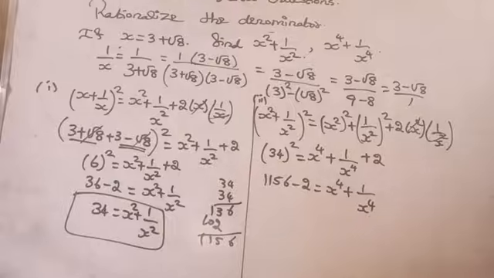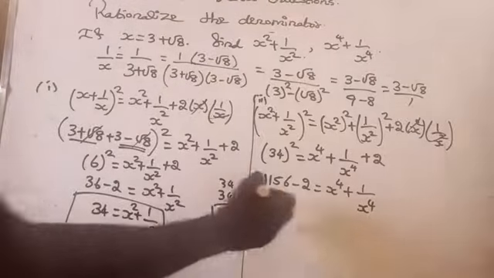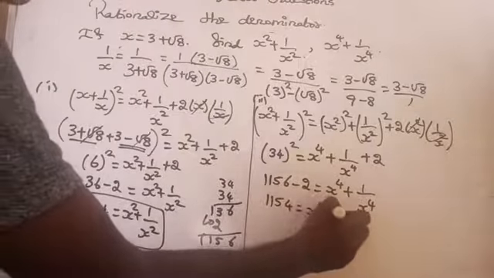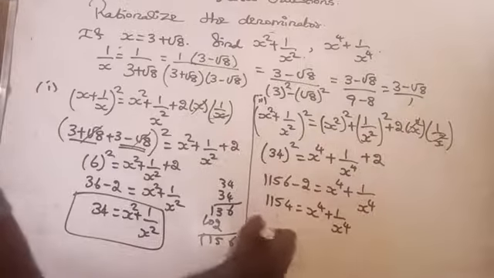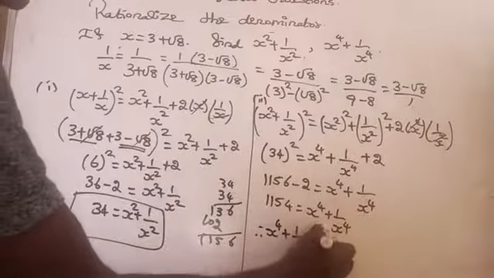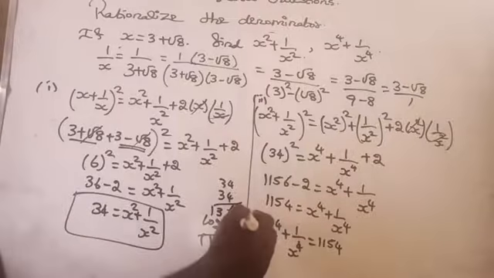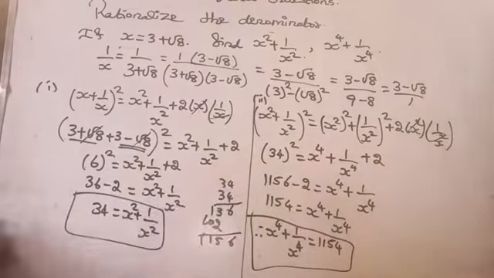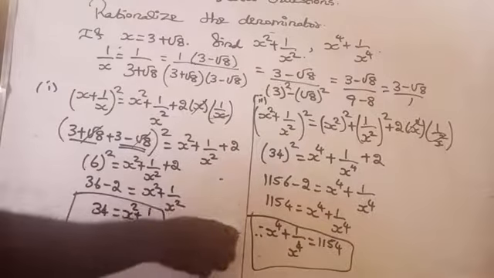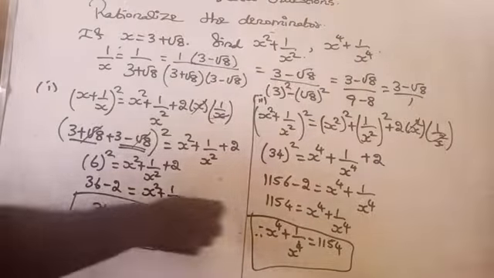So 1156 minus 2 is 1154 equal to x to the power 4 plus 1 by x to the power 4. Therefore, x to the power 4 plus 1 by x to the power 4 is equal to 1154. Are you getting there? Yes. So these type of questions also you can expect. Okay. So you have to go through everything there.